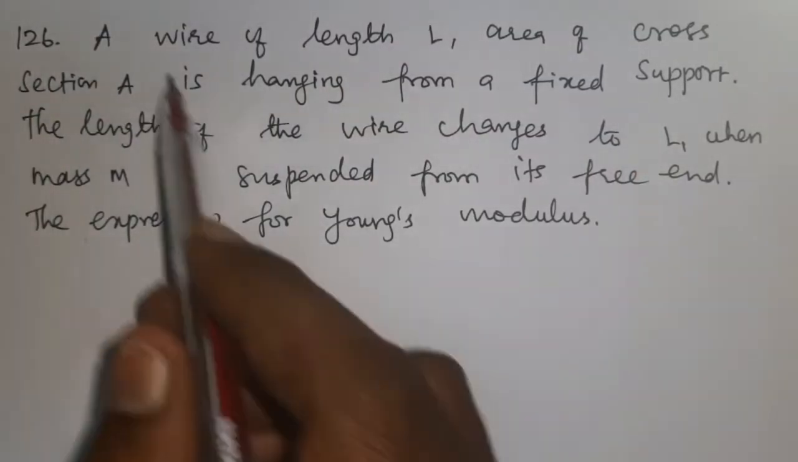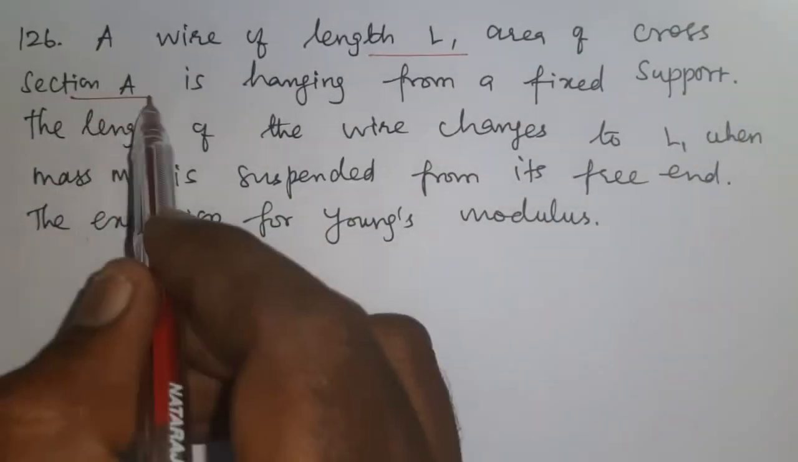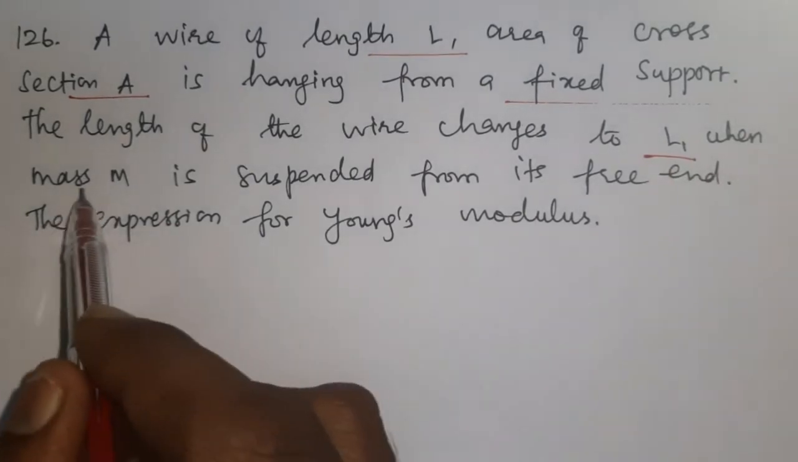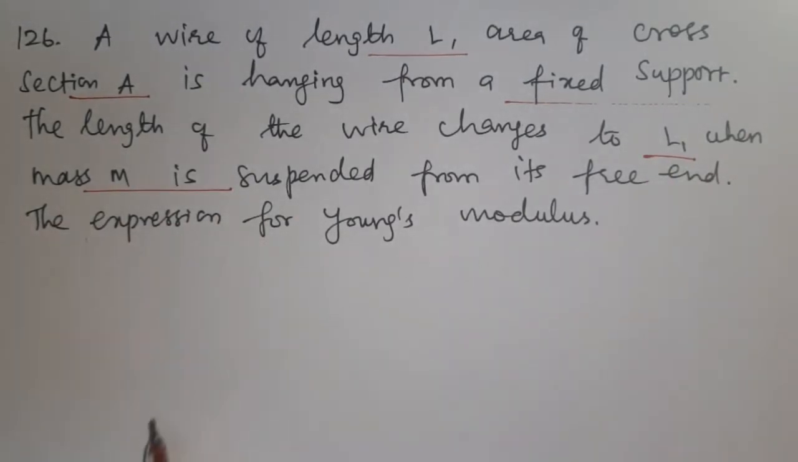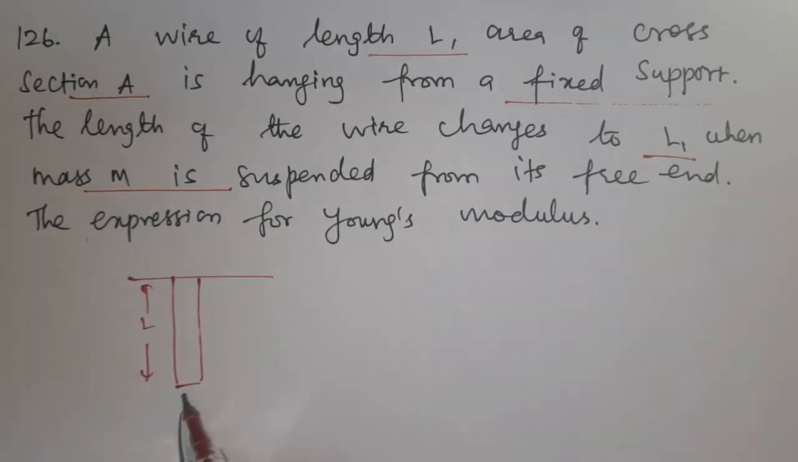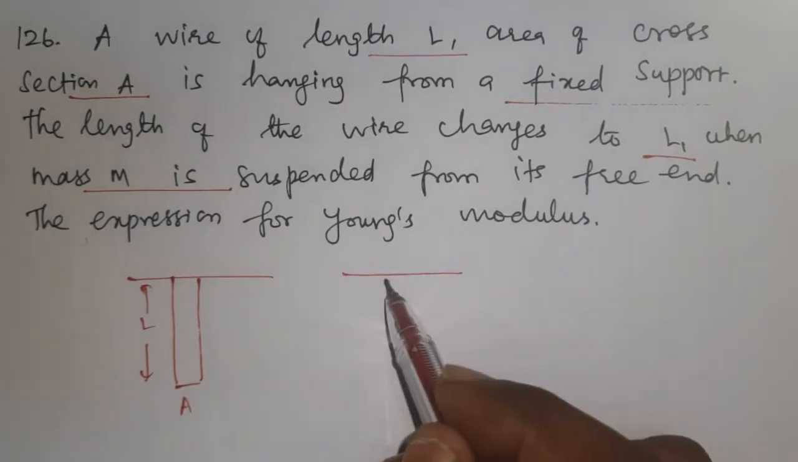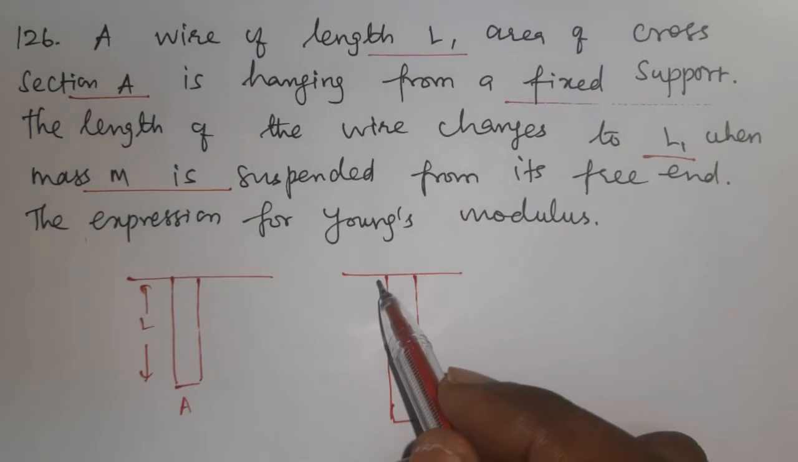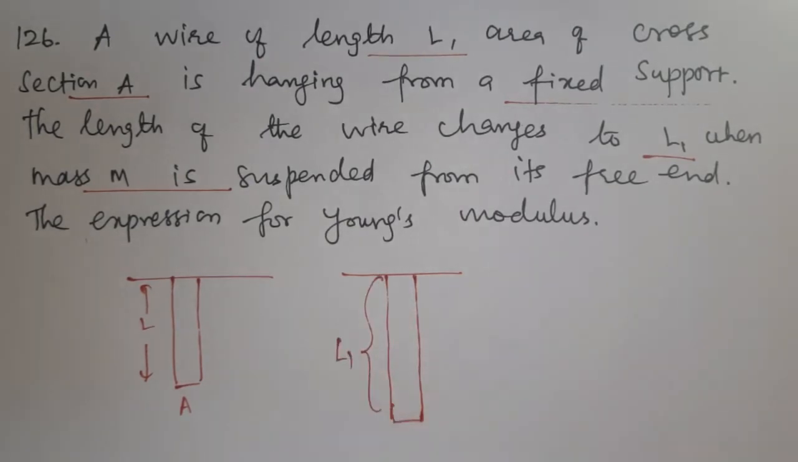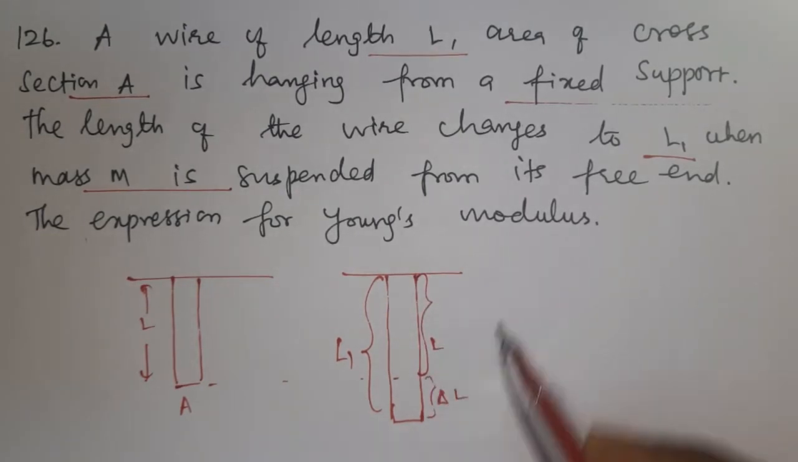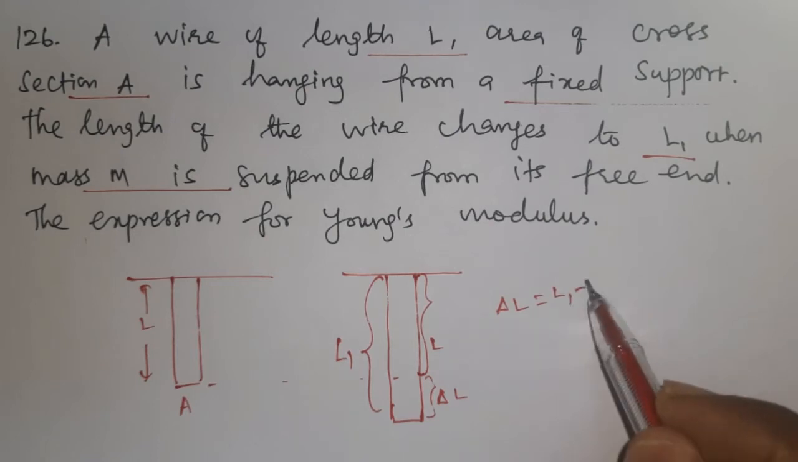Question number 126. A wire of length L, area of cross section A is hanging from a fixed support. The length of the wire changes to L1 when a mass is suspended from its free end. The expression for Young's modulus. Let us consider this wire of length L, its area of cross section A. Now mass is fixed at the end of the rod, so it is going to be extended. Now length changes into L1. So initial length was L. Now change in length is del L. The del L is L1 minus L.